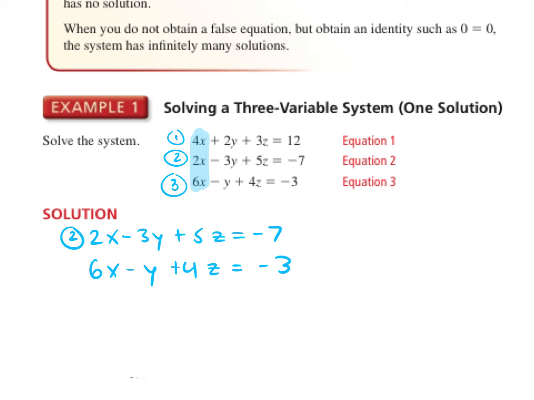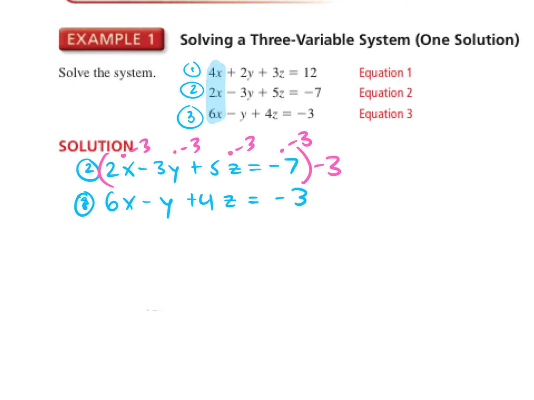I have to multiply my second equation, so technically my first one here, but equation number 2, by negative 3, because I have to make it a negative 6 in order to cancel out. So I'm going to multiply this whole equation by negative 3. So everything in this equation gets multiplied by negative 3. I'm going to rewrite the equation right below it. So this is now negative 6x plus 9y minus 15z is equal to positive 21.